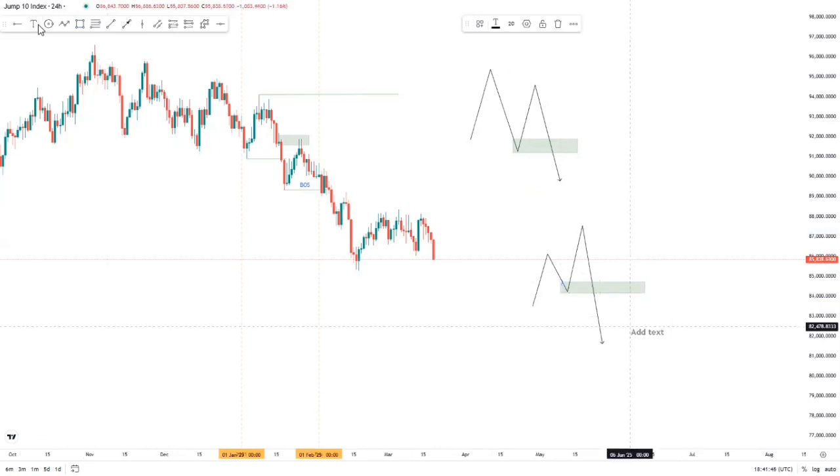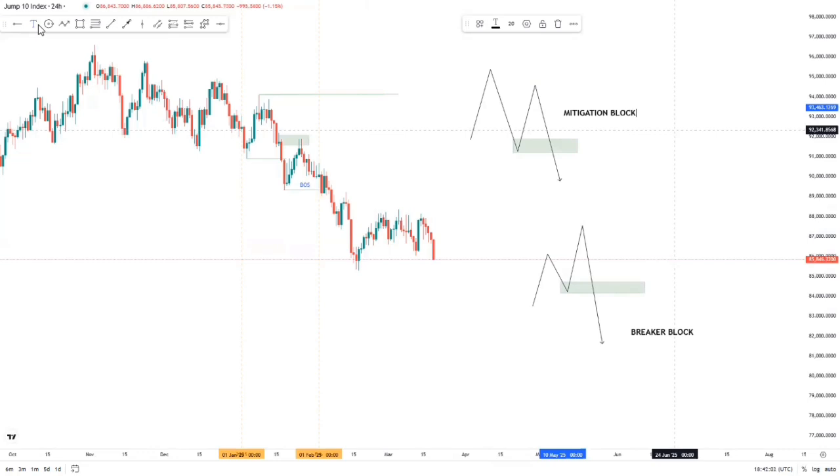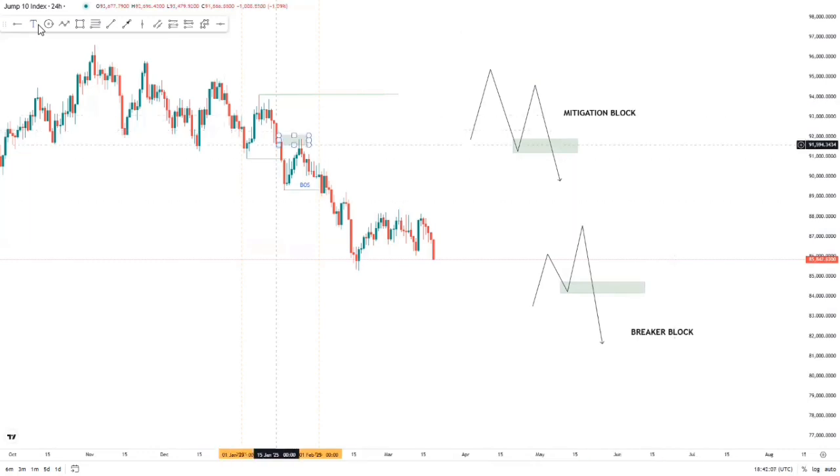So here, breaker block. Here, mitigation block. That's it. So let's see. Here we have an interest candle, and here I have this last selling candle before this buying movement. Here is my mitigation block, and this was the entrance.